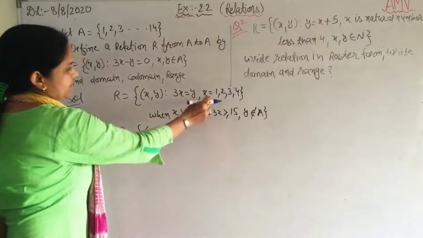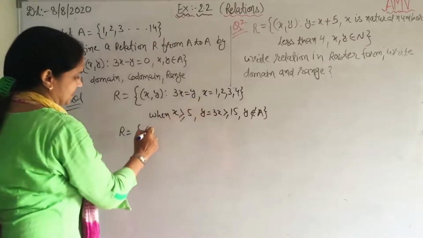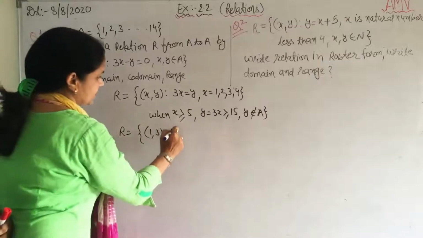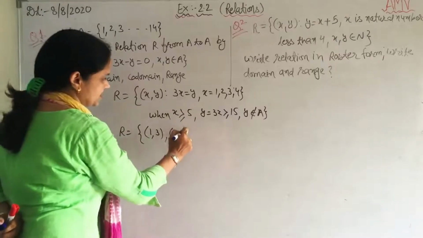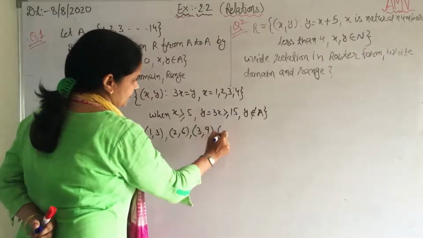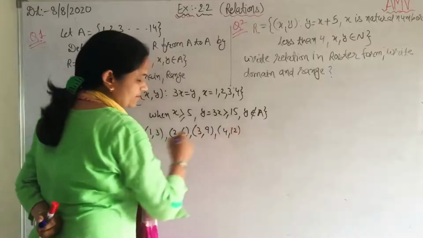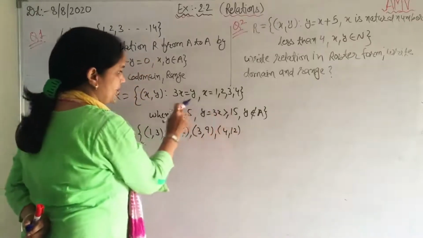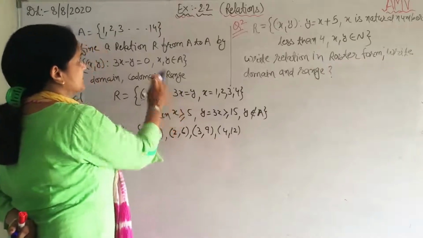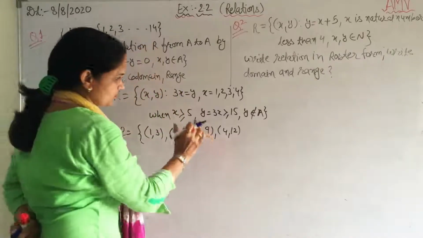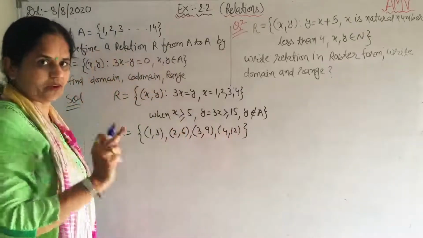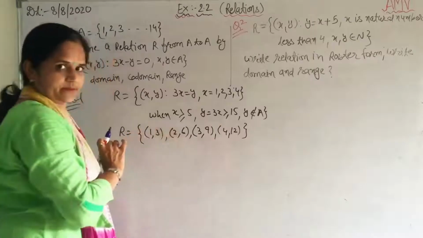So here if you are taking 1 in place of x, so 1 relates to 3. Okay, and 2, 3 twos are 6, relates to 6, and 3 relates to 9, 4 relates to 12. If you take 5 in place of x, it would be 15, and 15 doesn't belong to set A. So don't take the element x greater than or equal to 5. Okay, so it is the relation.